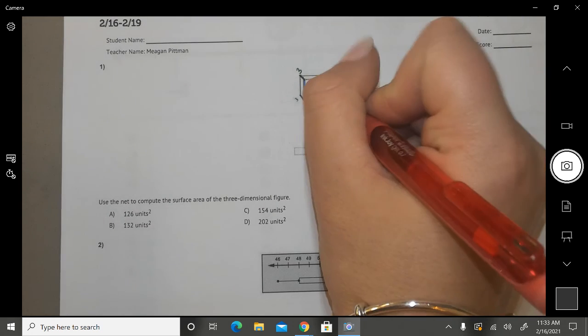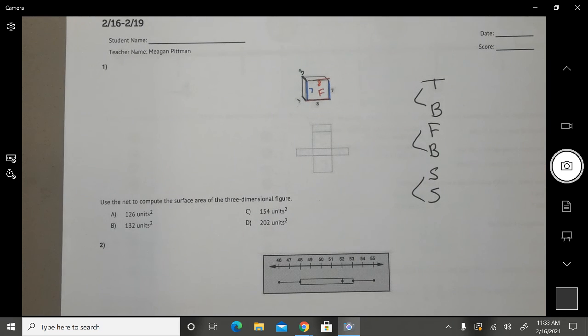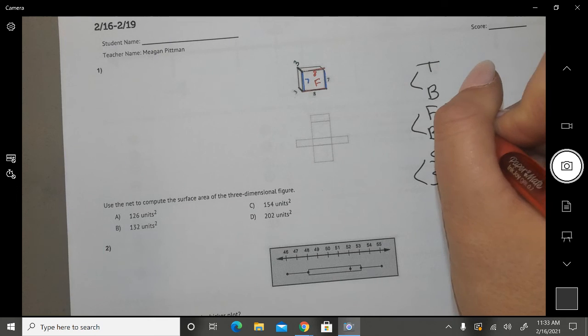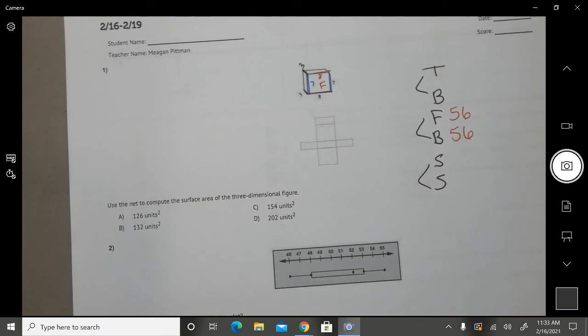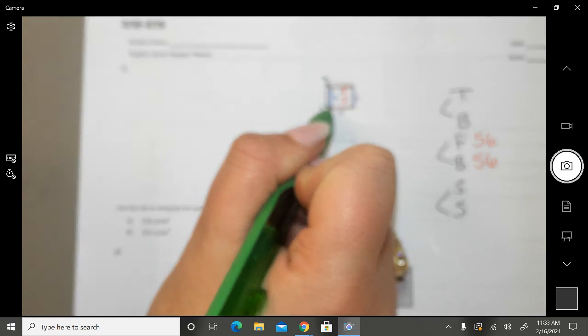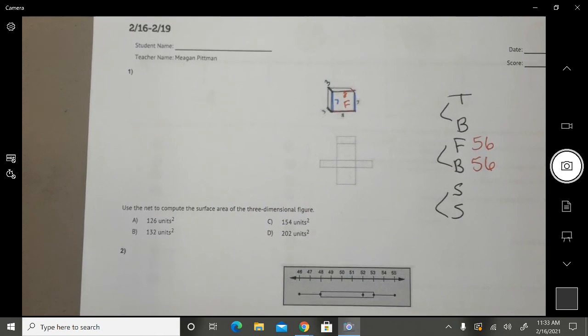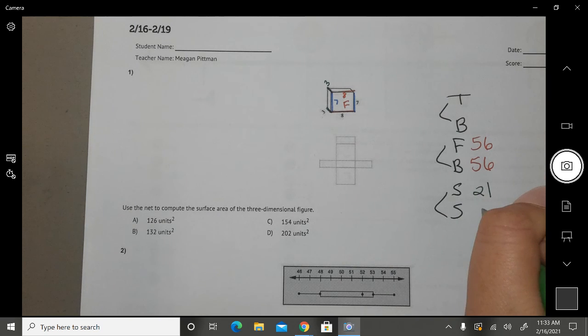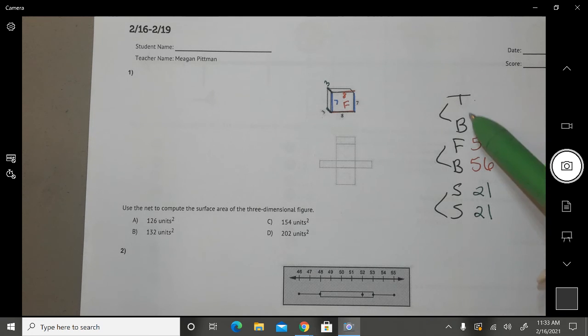So this is the front right here. So we want to find the area of the front. Well, area is what? Length times width. So 8 times 7 is 56. So my front and back are both 56. My side right here, I've got a 3 by what? 7. So what's the area of the side? 21. If this side's 21, guess what this side is? 21.